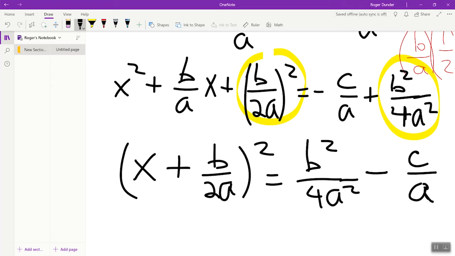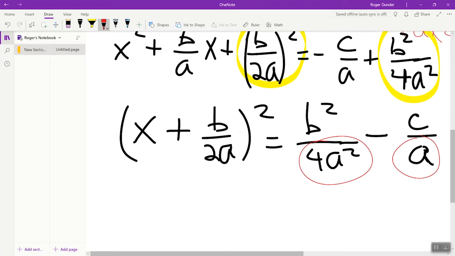Now, if you look at the c over a, and you look at the b squared over 4a squared, notice the denominators on the right. So this guy right here, and this one right here, we need a common denominator between those two, and that is 4a squared. So how do you get 4a squared in the second term on the right there? You multiply top and bottom by 4a.